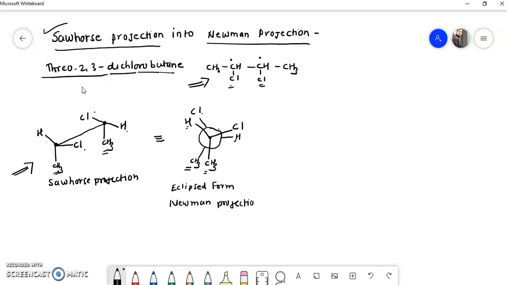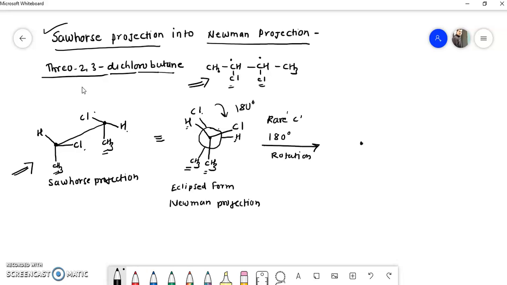Okay, now in the same way we can convert this eclipsed form into staggered form. What we have to do is rotate one of the carbon atoms by 180 degrees. So we'll keep the front carbon constant. We will not rotate the front carbon, we'll rotate the rear carbon. So we'll write here rear carbon rotation by 180 degrees. So you imagine that the rear carbon is rotating by 180 degrees and the front carbon is remaining as it is.